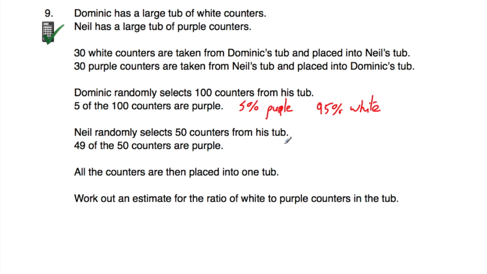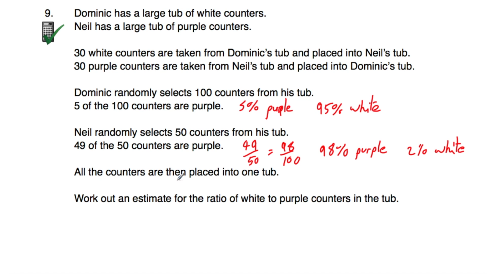white. And because the sample is quite large, we're going to assume that in his tub in total, 5% of them were purple and 95% of them were white. And then in terms of Neil, Neil goes to his tub and he selects 50 of his counters at random, and 49 of the 50 are purple. So 49 out of the 50 are purple. Now if we double both the numerator and denominator, we get 98 out of 100, which is 98%. So 98% of his sample are purple, and that means that 2% is white. And if we assume, because the sample is quite large, that out of his big tub to begin with, 98% of his counters were purple and 2% were white.